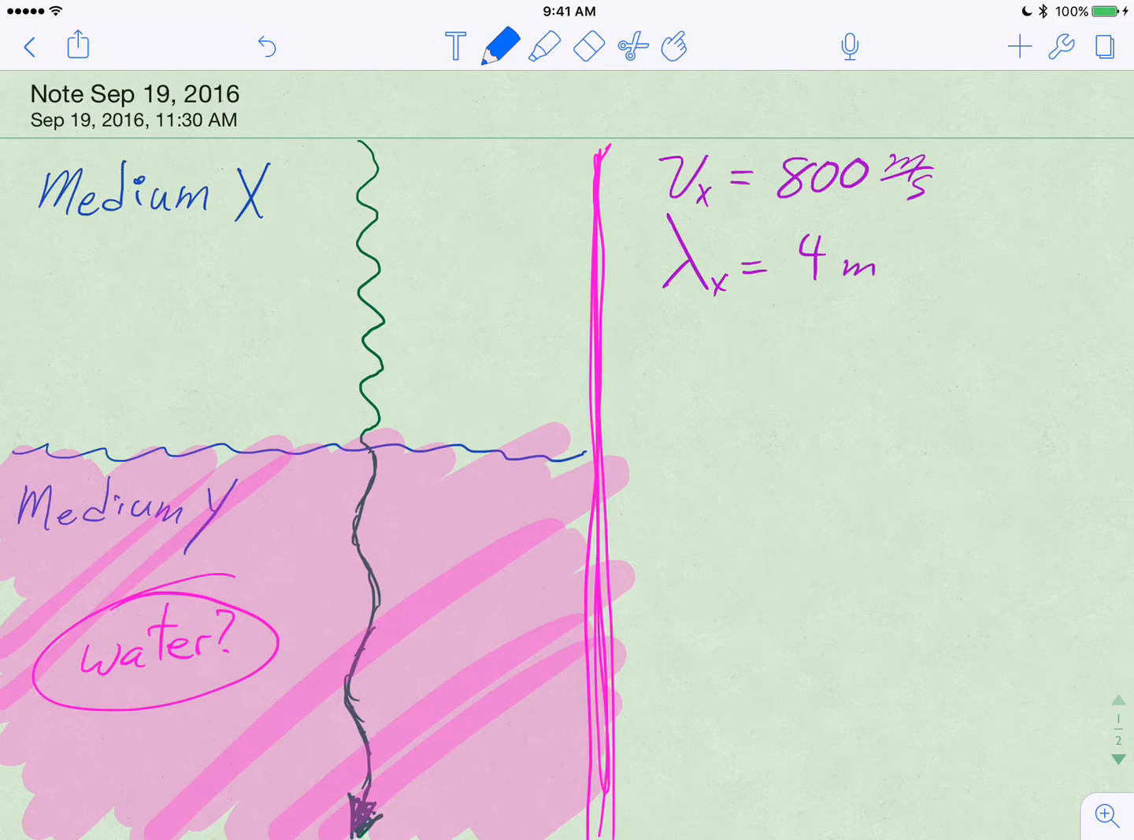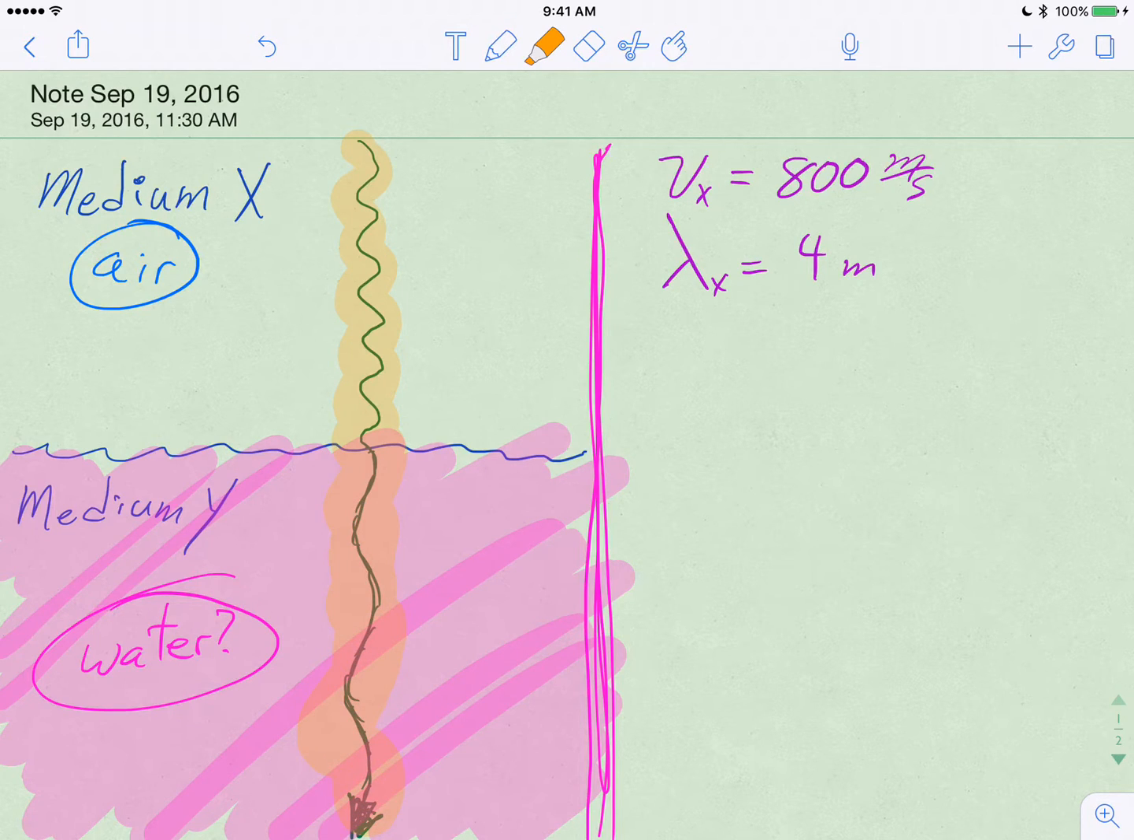Okay, so medium X could be air, and medium Y could be water. They don't specify in the question. And then we have some kind of a wave that's traveling down along here and then into medium Y. And it could be a sound wave.